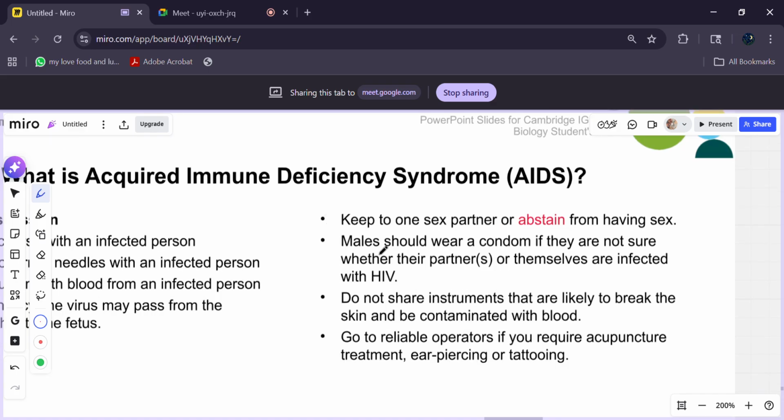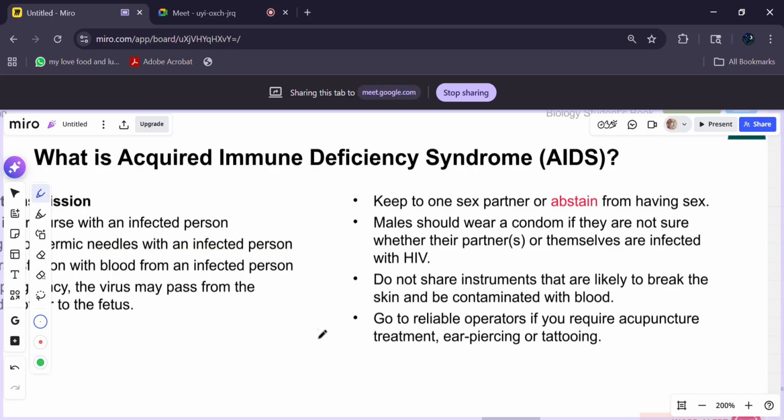What are the prevention or control methods? How do we prevent the possibility of getting AIDS? One prevention is to keep to one sex partner or abstain from having sex. Males should wear a condom if they're not sure whether their partners or themselves are affected with HIV. Do not share instruments that are likely to break the skin and be contaminated with blood. And go to reliable operators if you require acupuncture treatment, ear piercing, or tattooing.